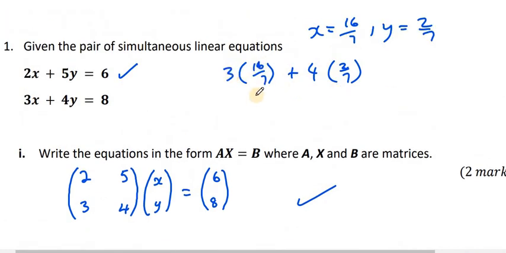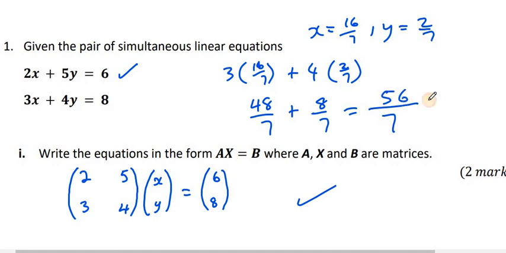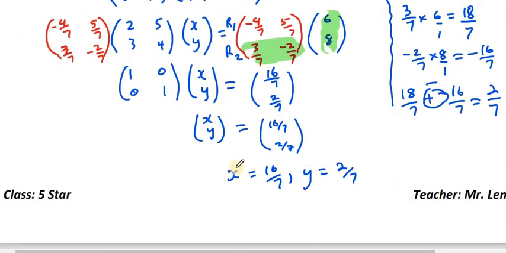Now 3 times 16, that's going to give us 48/7 plus 4 twos, because y is 2/7, that's going to give us 8/7. And 48 plus, now I can add the numerators because the denominator is the same. 48 plus 8, that's 56. Now 7 into 56 goes 8 times, because 7 eights are 56. So 8 is correct. So both worked out to be true. So we know that these answers we have here at the bottom were correct.